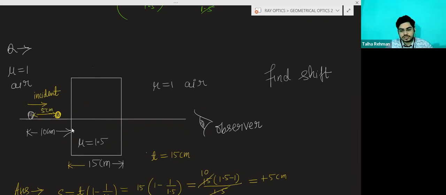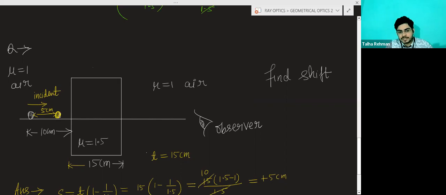So have you understood the concept of positive shift or negative shift? It means the object will appear here to this observer because the shift is in the direction of the incident ray.